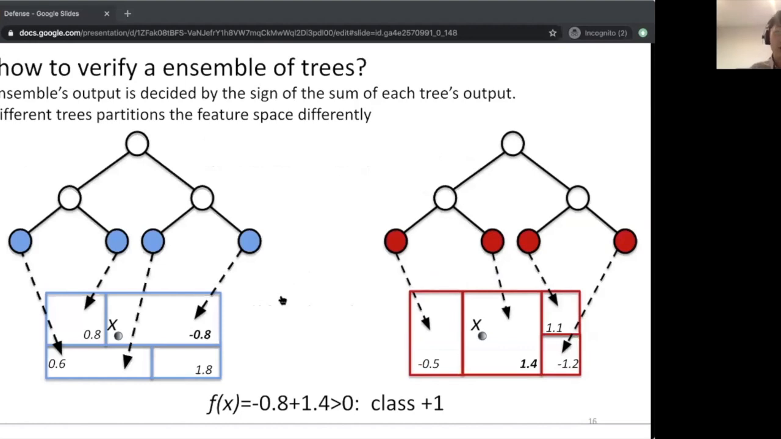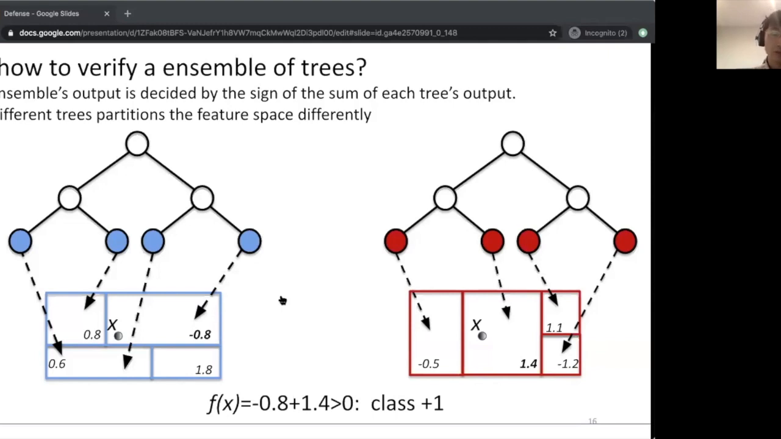But the question here is, how about an ensemble of trees? So we have many trees in our model. For example, here we have 2 trees. The ensemble's output label is determined by the sum of each tree's output value, and we take the sign of the final output of this ensemble as the class label. So in this example, the blue tree outputs minus 0.8, and the red tree outputs 1.4. Summing up, we get a positive value, which means this input is classified as class +1.